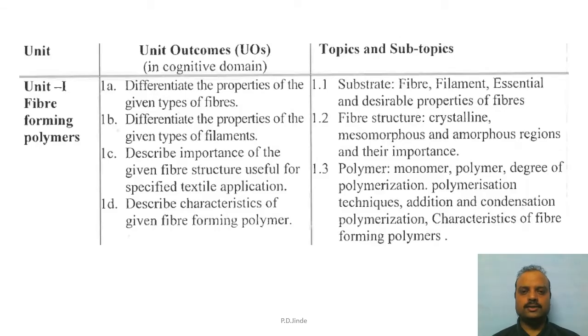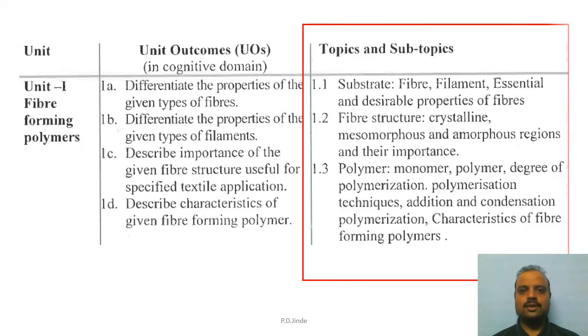Each unit has certain topics and subtopics. As you see here in the last column, Unit 1 has 3 topics and several subtopics. Substrate, fiber structure and polymers are the first, second and third topics respectively, whereas fibers, filaments, crystalline region, amorphous region, their importance, polymers, monomers, reaction type, etc. are the subtopics.